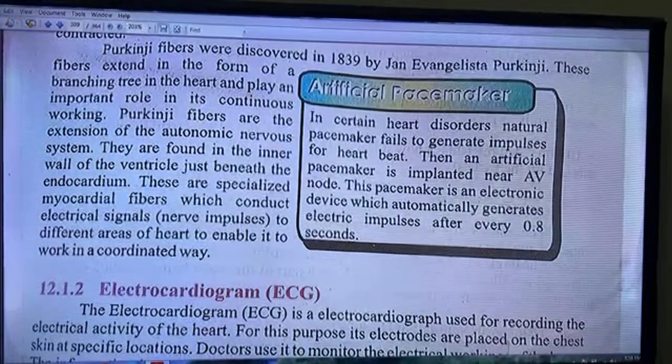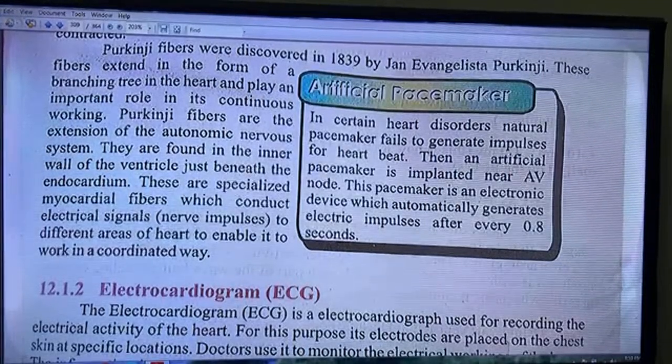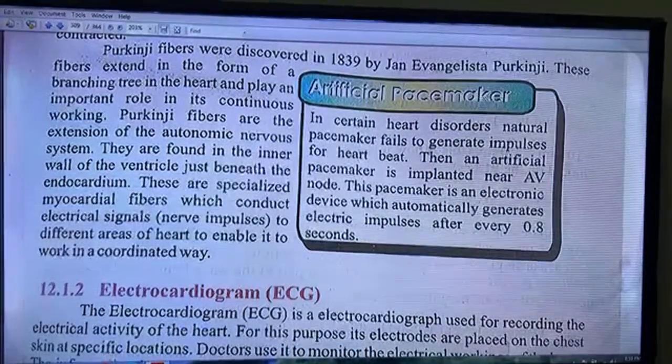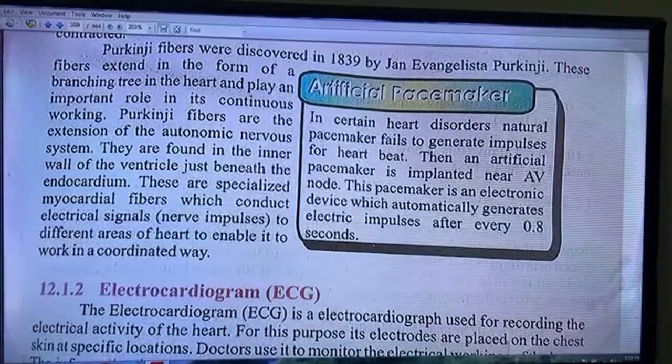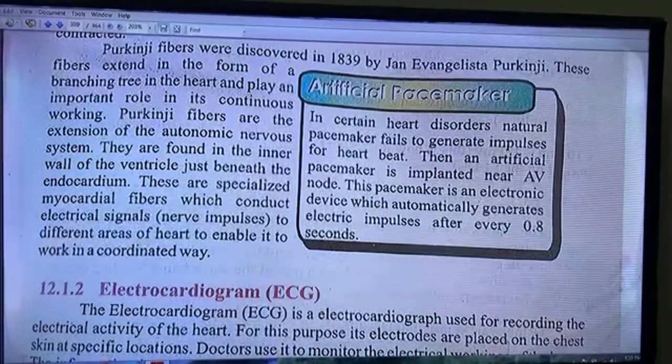In certain heart disorders, the natural pacemaker fails to generate impulses for heartbeat. Then an artificial pacemaker is implanted near the AV node. This pacemaker is an electronic device which automatically generates electric impulses after every 0.8 seconds.